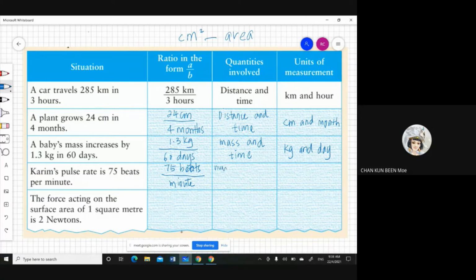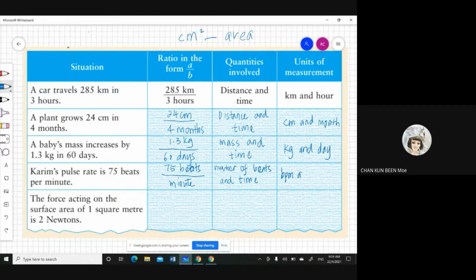Okay, I write down that: number of beats. And what is the minute referring to? Time. Thank you. So second, minute, hour, all of it is referring to time. Okay, we continue with the next one. What are the units of measurement? Beats and minutes. Okay, it's actually beats per minute, right? Beats per minute, we use BPM. I'm not sure whether you have seen this before. For example, when you go to the hospital, they use a machine to test your heartbeats to get your blood pressure. You can see at the back of it, the BPM. BPM stands for beats per minute.